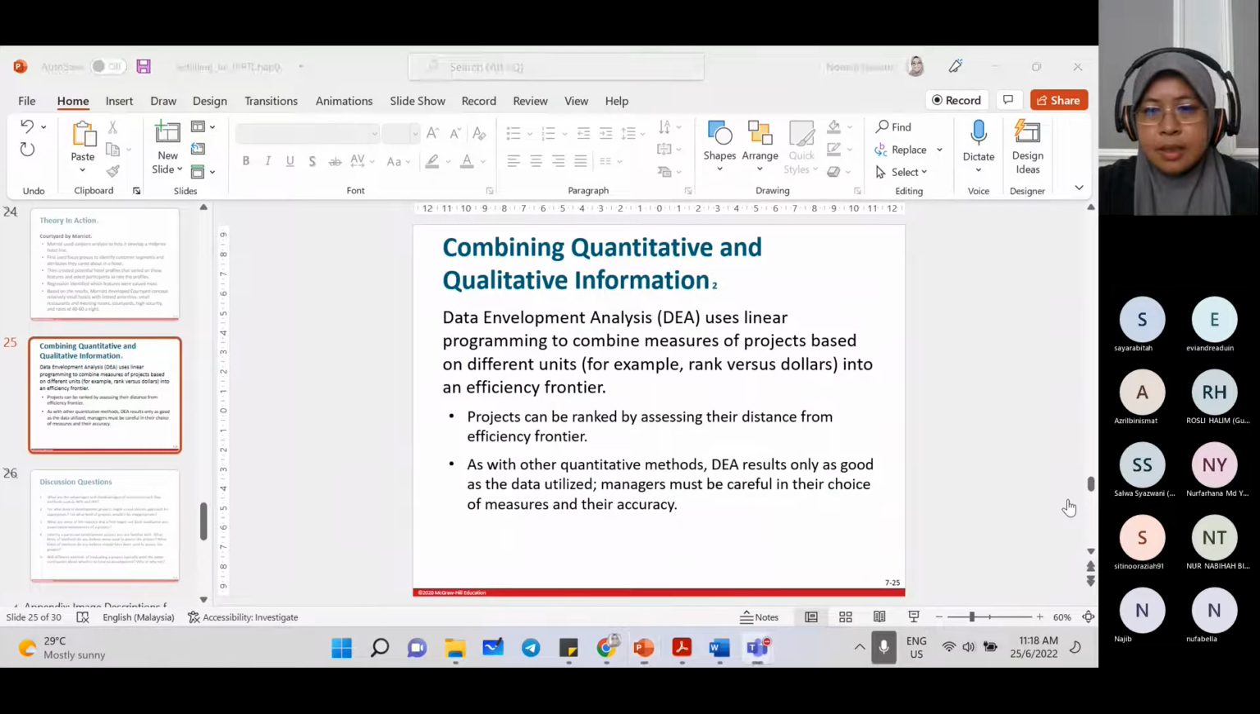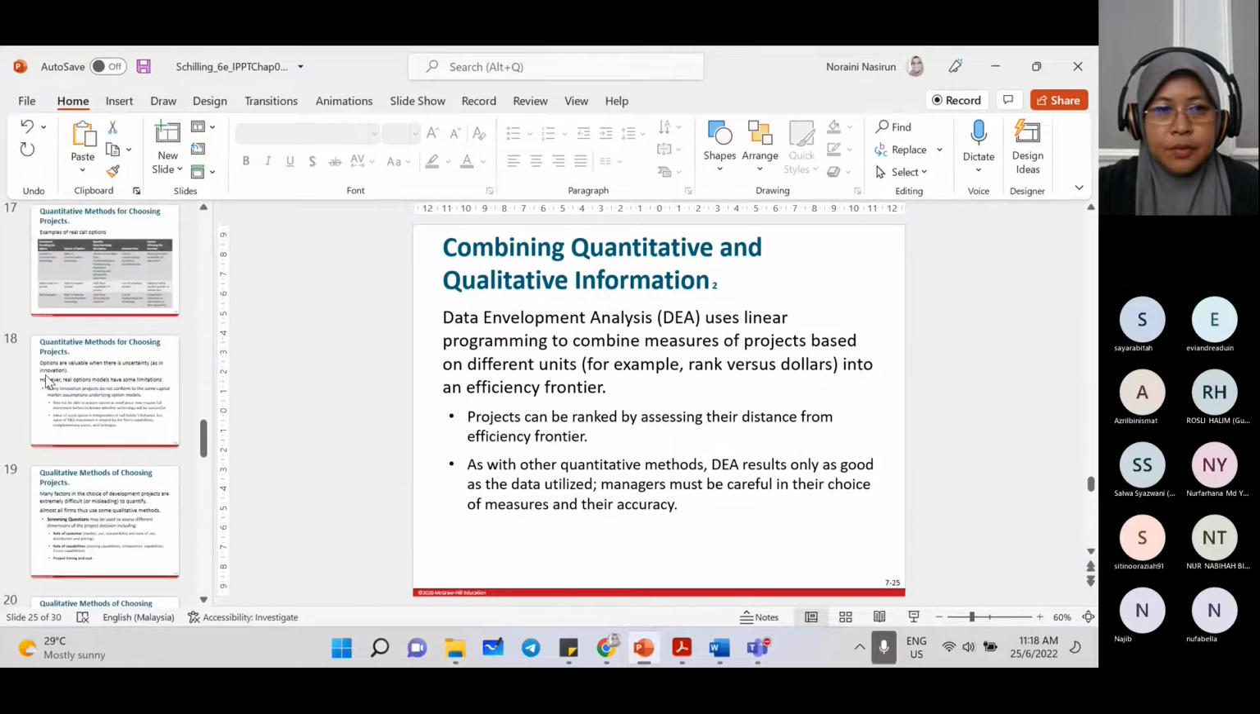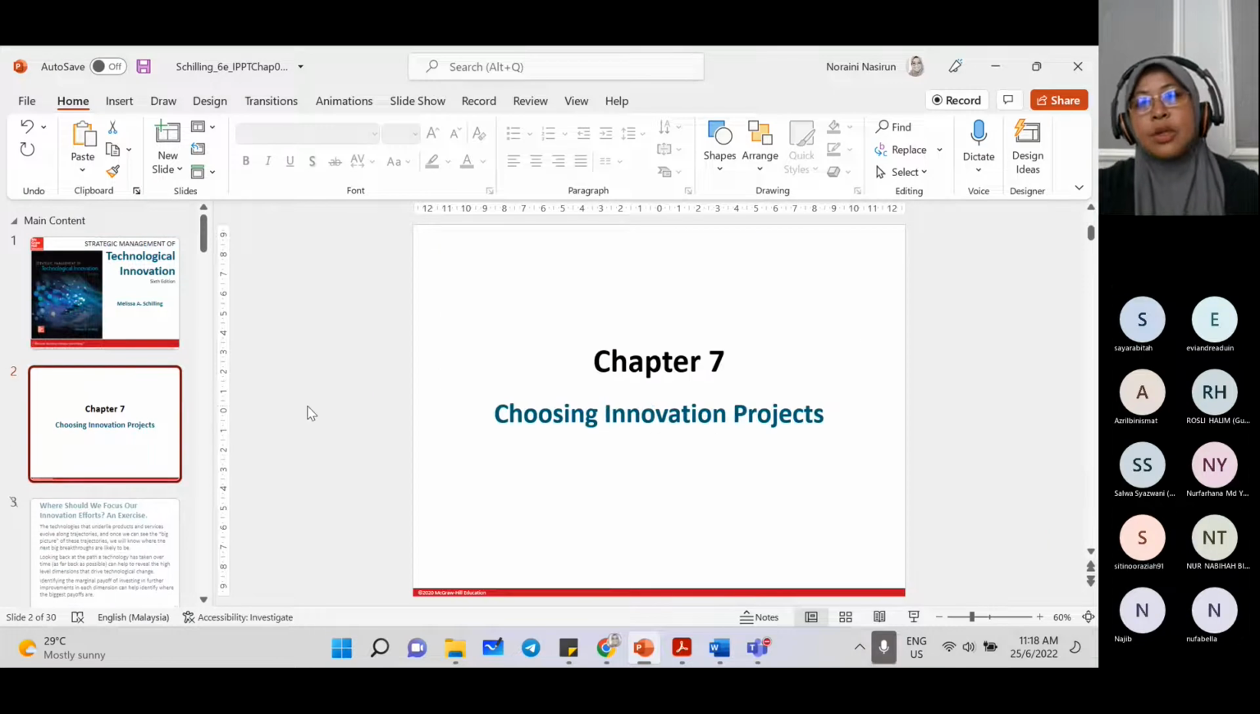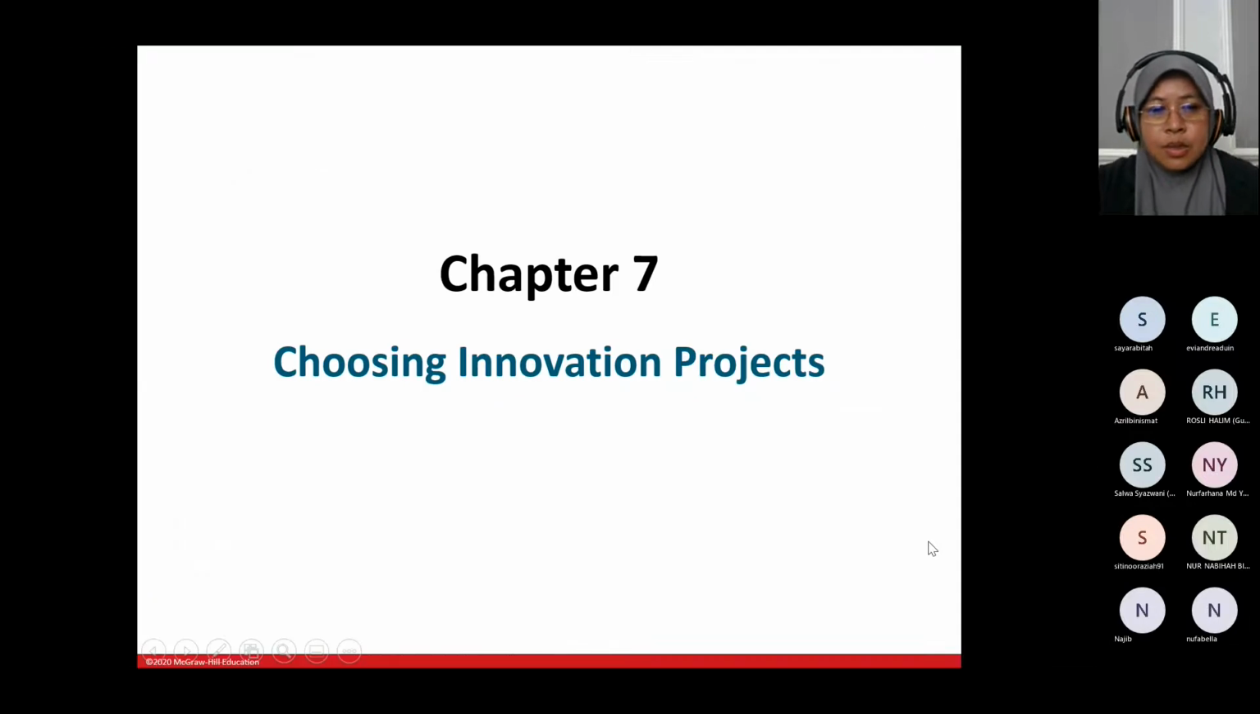Okay, this is our last chapter for today. This is chapter 7. So your test next week covers up to this chapter, yeah? So chapter 7 is about choosing the innovation project.